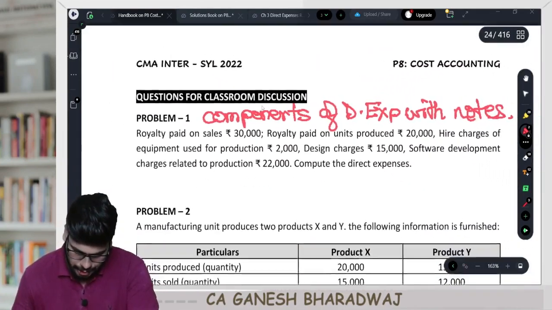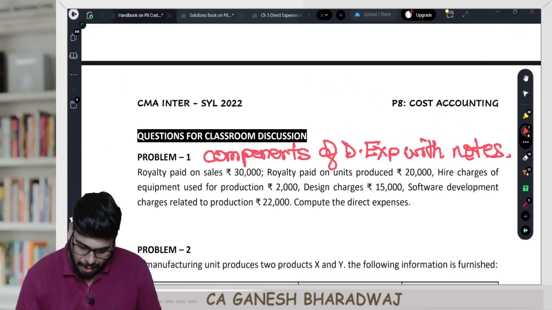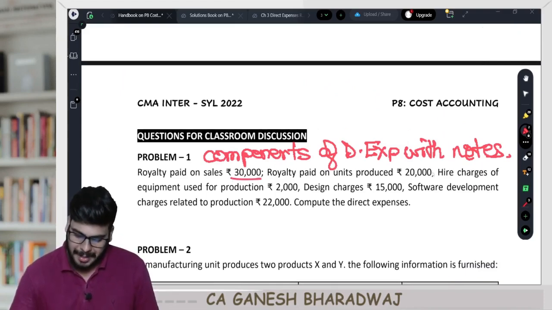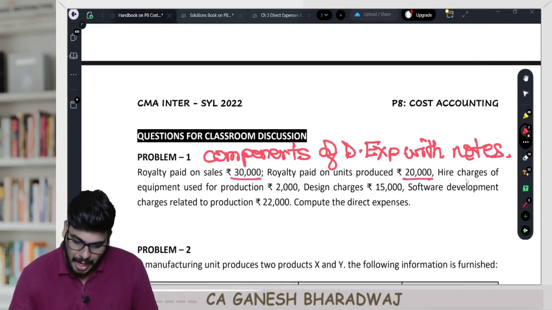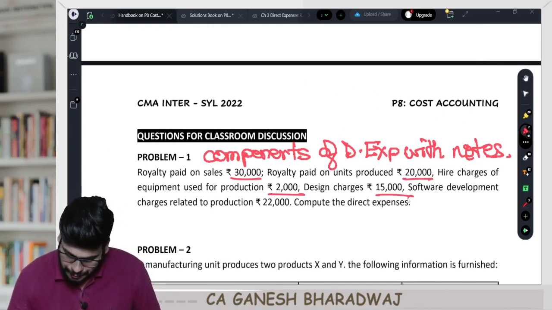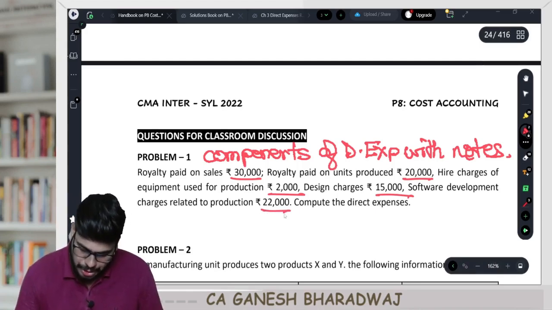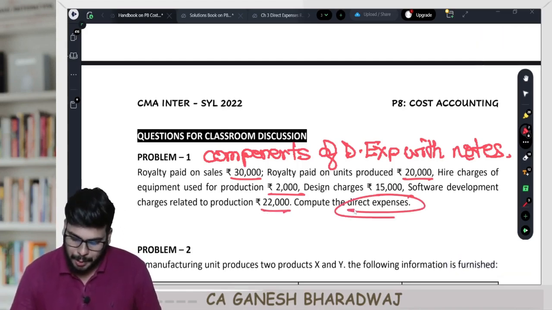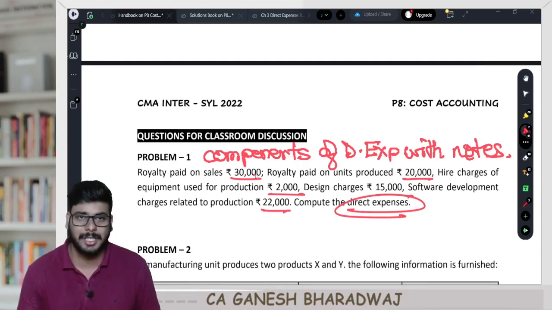Now look at this. Royalty paid on sales 30,000. Royalty paid on units produced 20,000. Hire charges of equipment used for production 20,000. Design charges 15,000. Software development charges related to production 22,000. Compute the direct expense. Basically, just add these four and that's about it.